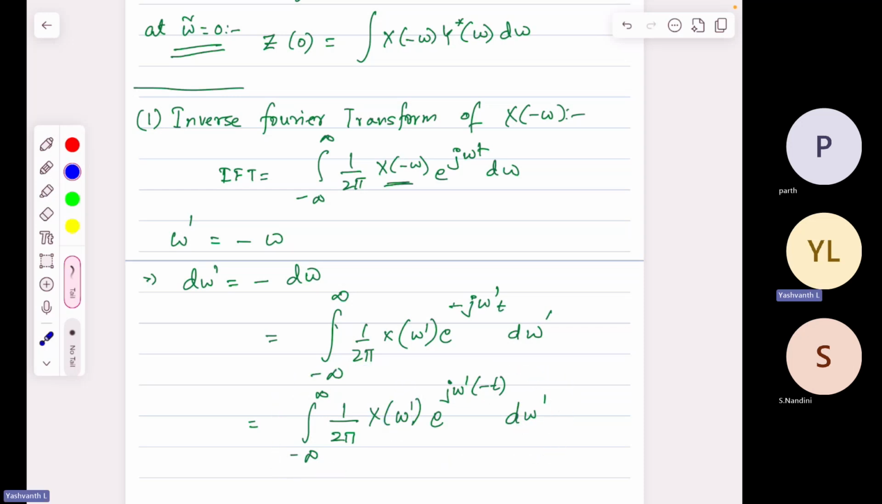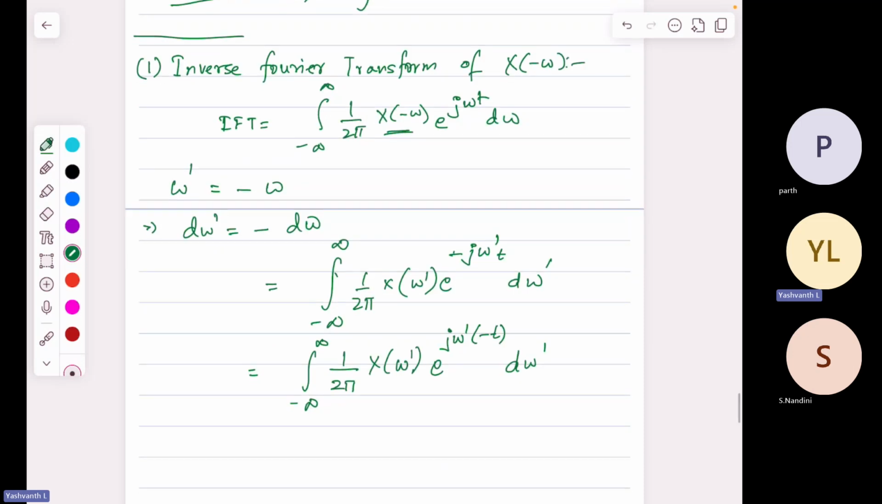Now what is this value? Can anyone tell me what this value is? This is nothing but the inverse Fourier transform of the function X evaluated at minus t. Therefore, this is nothing but small x of minus t. Is it okay? Yes, sir. Okay, very good.